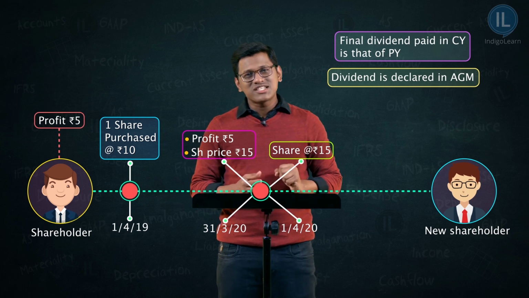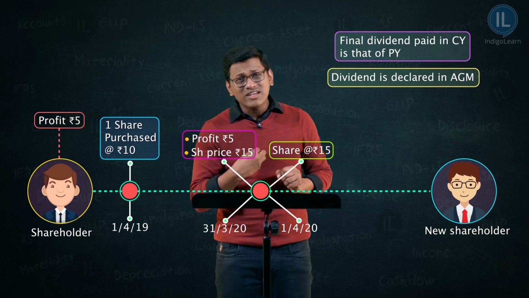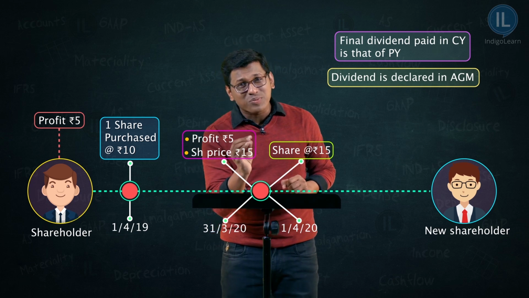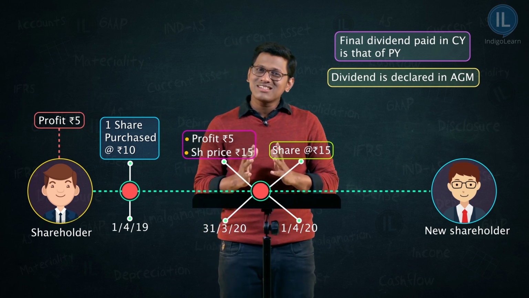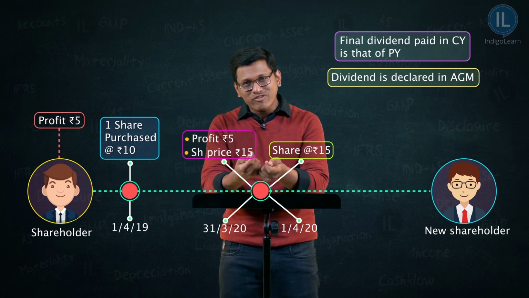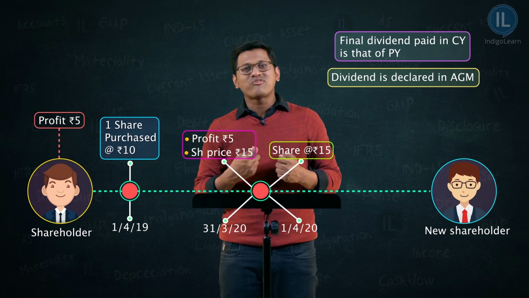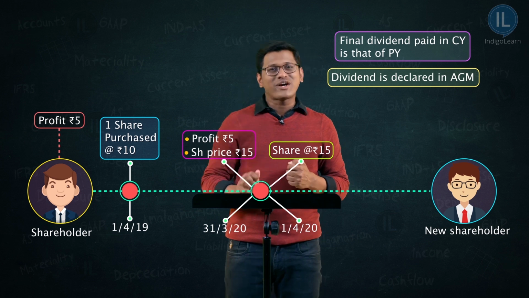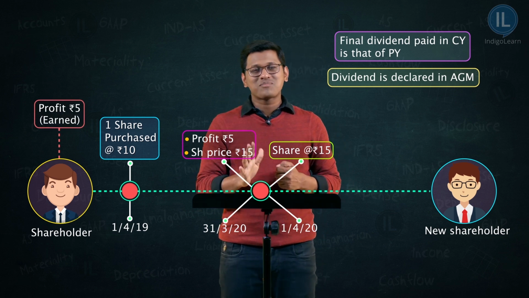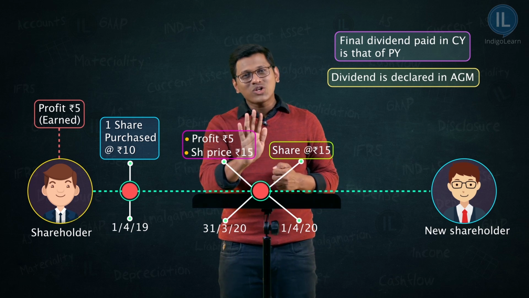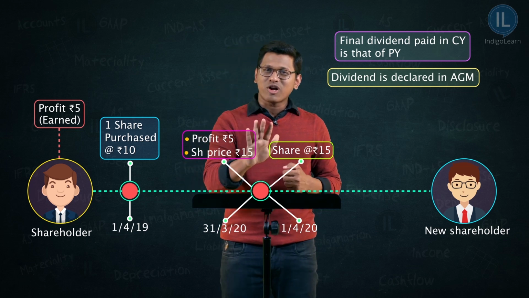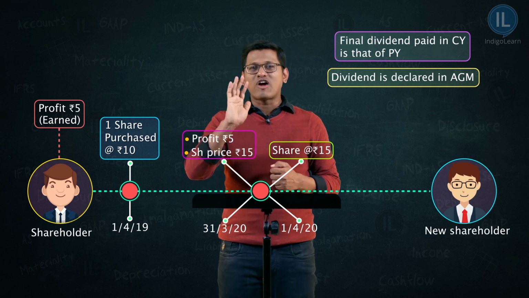So, chartered accountants, this 5 rupees of profit, can I say that I earned it? Absolutely yes, because I actually bought the share, then sold it after 1 year and made a profit of 5 rupees. That profit is called earned profit. Earned profit can be credited to profit and loss account.